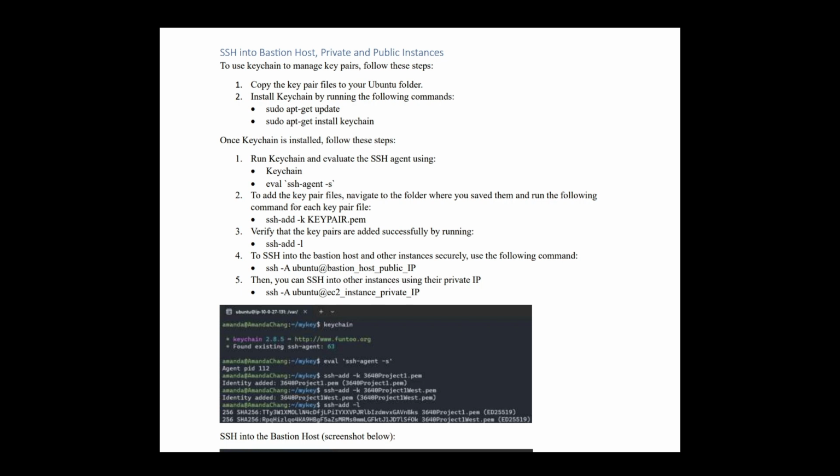To SSH into the Bastion host and the private and public instances, we will be using keychain to manage key pairs. First, copy the key pair files to your Ubuntu folder. Install keychain by running the following command. After it's installed, run keychain and evaluate the SSH agent. Next, add the key pair files: navigate to the folder where you saved them and run the following command for each key pair file. Then verify if the key pairs are added successfully. Now we can SSH into the Bastion host and other instances securely.